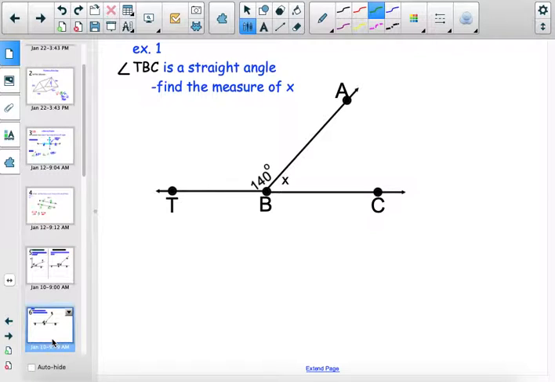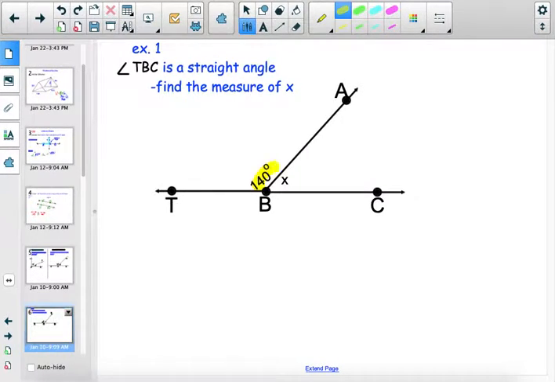Guys, do you agree that this right here, TBC, is a straight line? Devin, how many degrees is a straight line? 180. We already know that this section of it is 140. So we're almost at 180. We just have a little bit left to go.